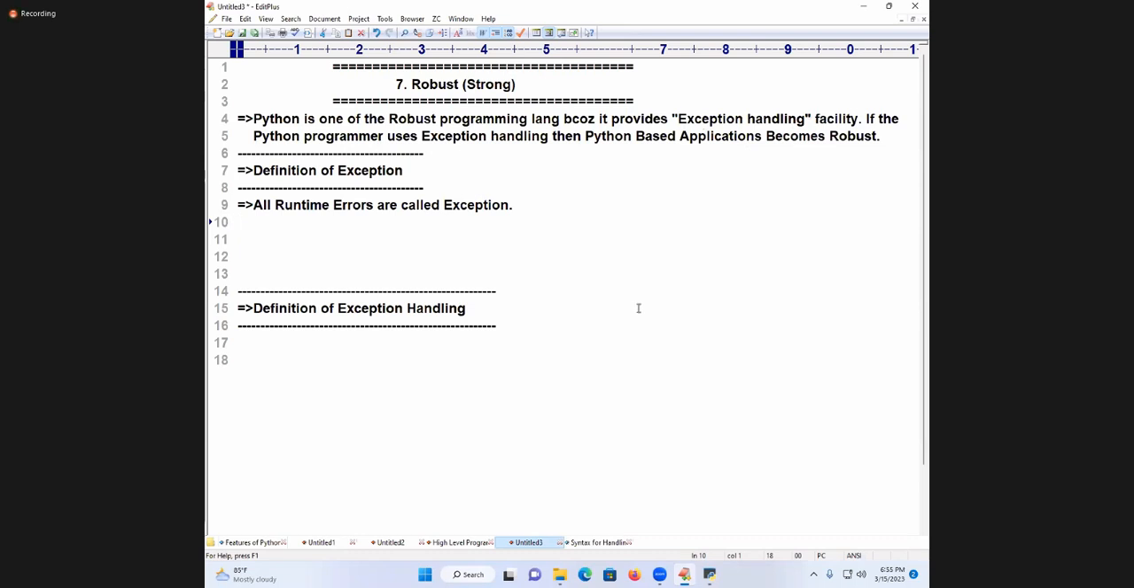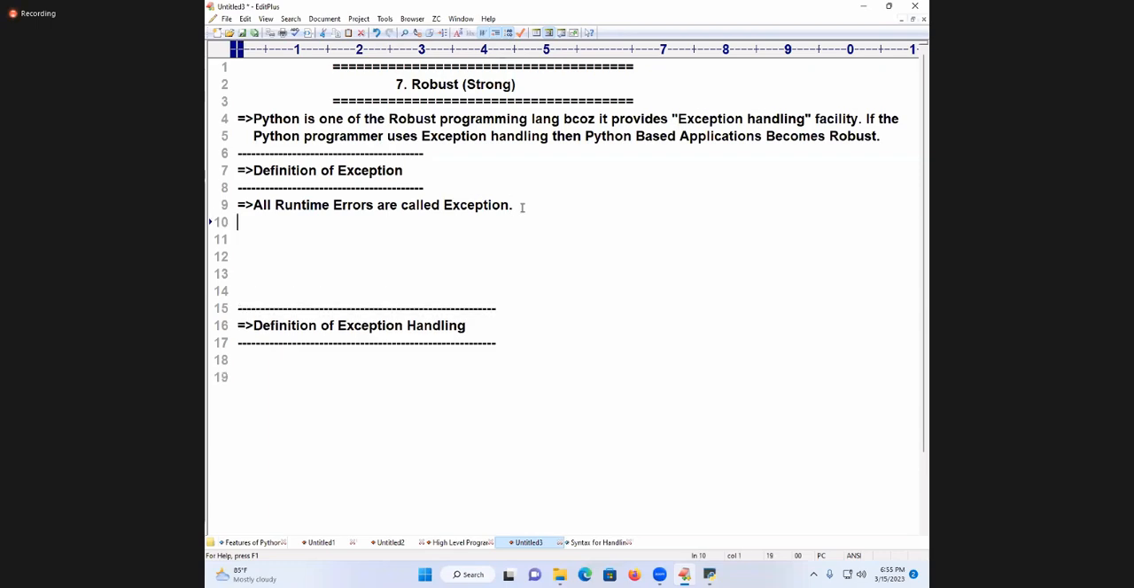When you don't follow the syntaxes, it is called which error? Compile time errors. Syntax mistakes are called compile time errors. Logic mistakes are called logical errors. Invalid inputs entered by the end user are called what? Runtime errors. Those runtime errors are called what? Exceptions. All runtime errors are called exceptions. Right.